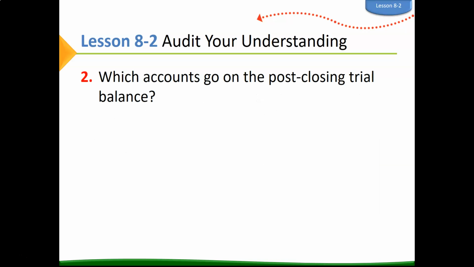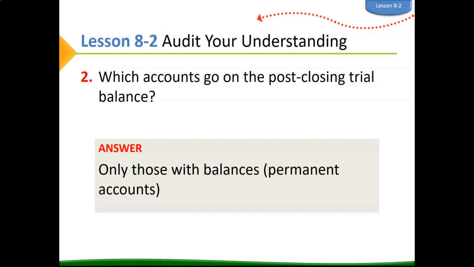Number 2, which accounts go on the post-closing trial balance? As I mentioned, it's only those that have a balance. So we know that accounts with balances are called permanent accounts. And again, assets, liabilities, and your capital. So you won't have sales, you won't have any expenses, you won't have drawing, and you definitely won't have income summary.